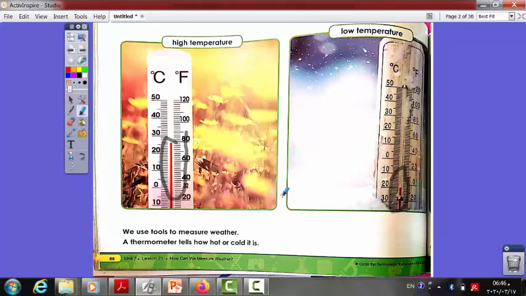Here I need you to circle the thermometer that shows a low temperature. Which one? This is low temperature or this one? Yes, of course. So make a circle. Okay, next page.